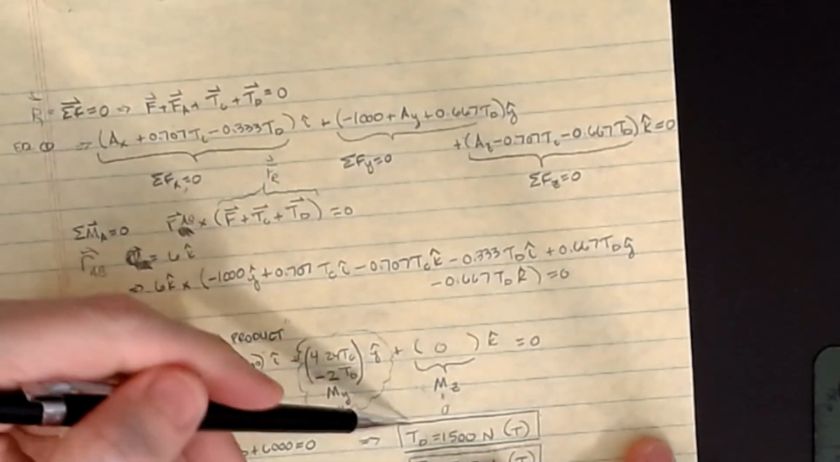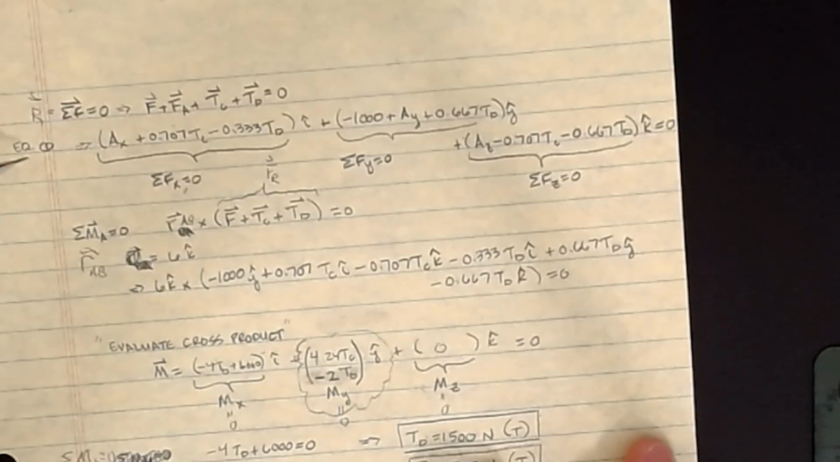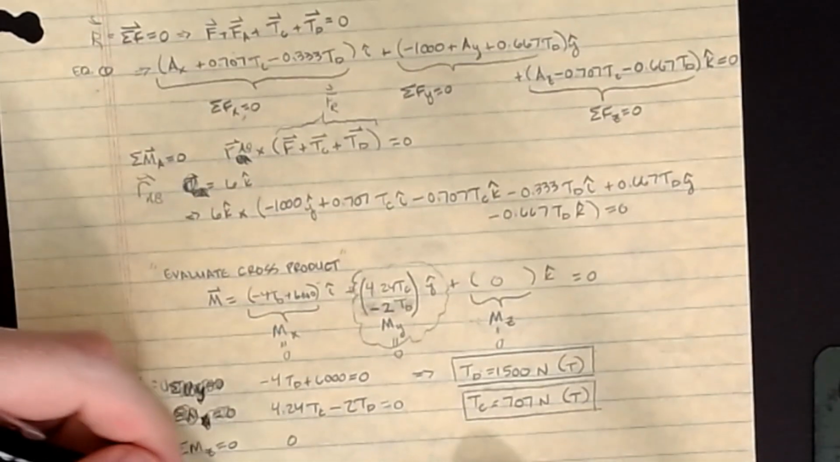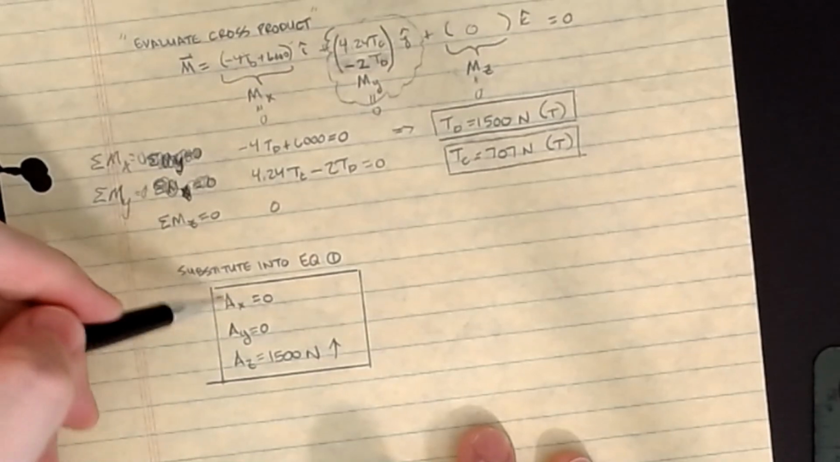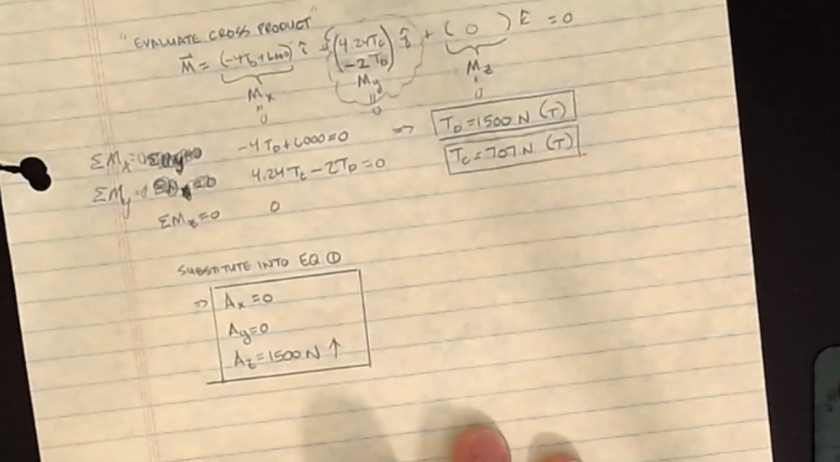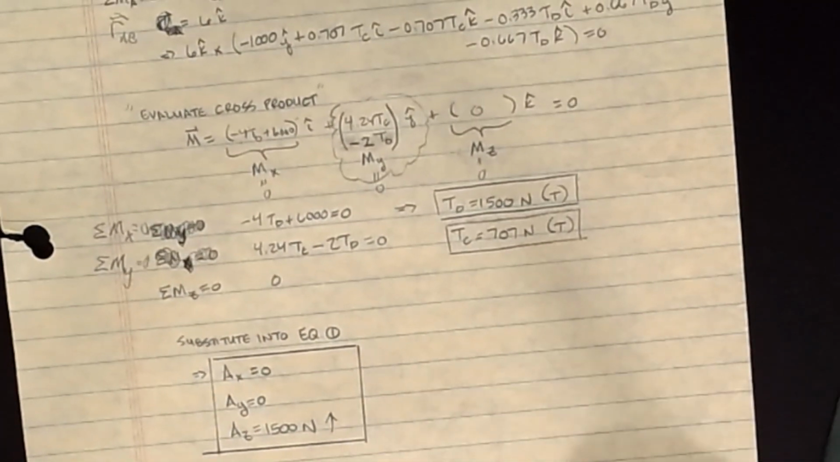But with these, I am now armed with the ability to go back up into equation 1 and substitute those back in, and you'll find out that AX is 0, AY is 0, and AZ is 1,500 newtons acting upward. And that's the basis for how you would handle a three-dimensional problem. So I hope that's made sense to you.